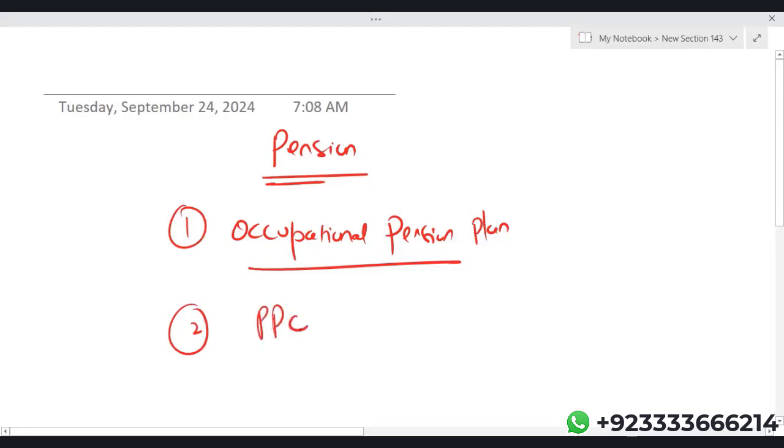Personal pension contribution. When an individual contributes in a personal pension plan, like for example, an individual has taken an insurance policy. Number one, contribution in PPC is not an expense for that person. For example, I am an employee, I am contributing for myself in PPC. So my contribution in the personal pension plan will not reduce my employment income.